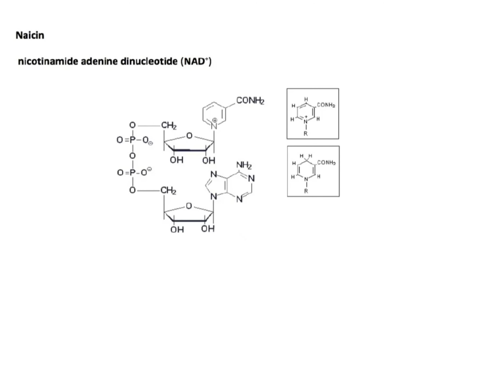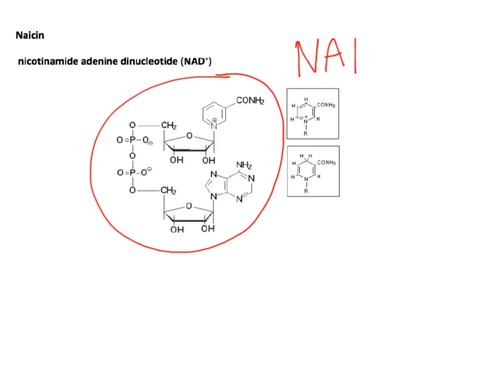Niacin, or vitamin B3, is also known as nicotinic acid. This vitamin is needed to make the coenzyme nicotinamide adenine dinucleotide, or NAD. This part of the molecule is niacin, or nicotinamide. A carboxyl here would be nicotinic acid. So if we have this in the diet, we can add ribose, phosphates, and adenosine to make NAD.